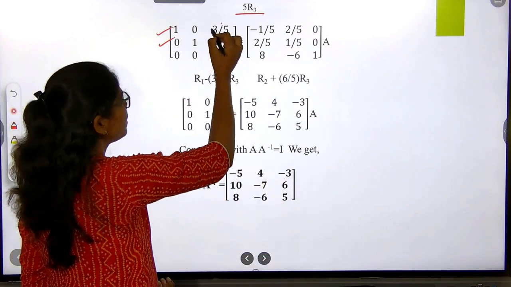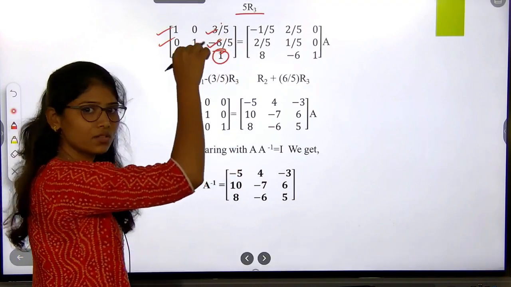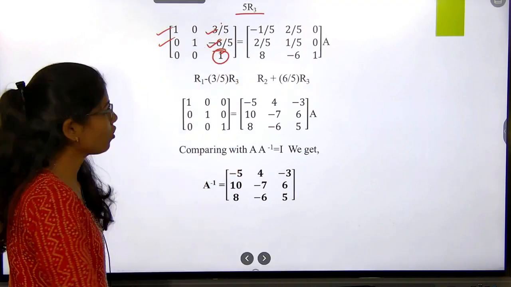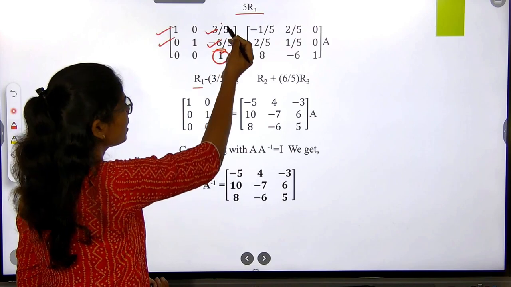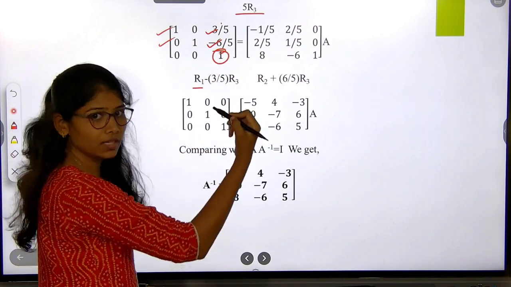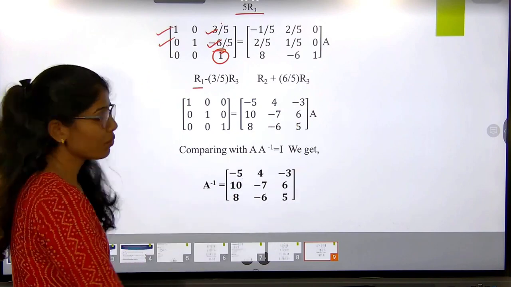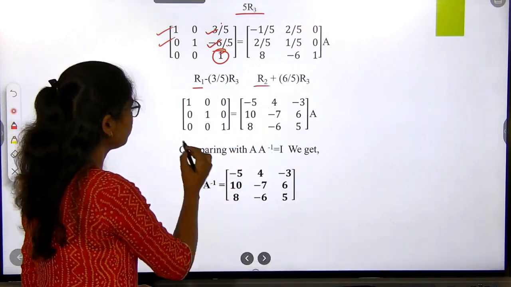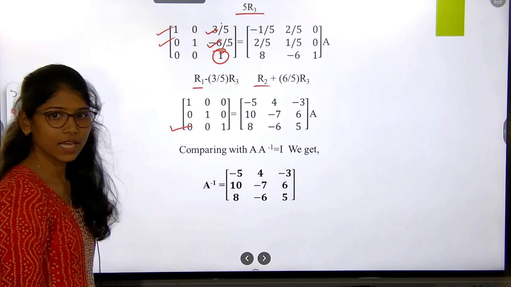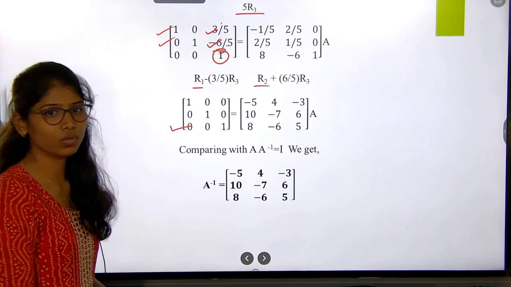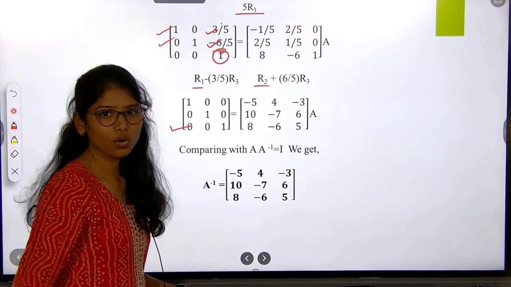Now we have to make the other elements of column 3 equal to 0. For that we use row operations: R1 minus 3 upon 5 into R3, and R2 plus 6 upon 5 into R3. So we are making changes in R1 and R2. Write down R3 as it is and just change R1 and R2 using these row operations.